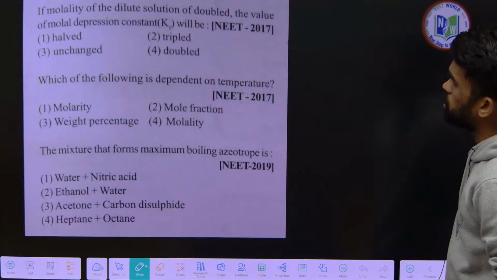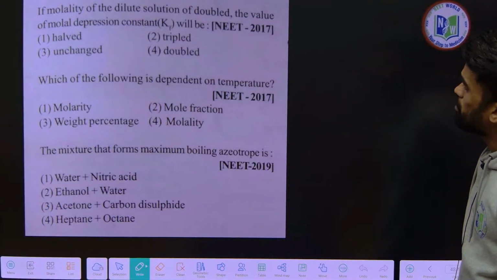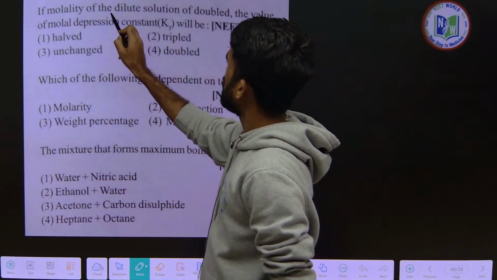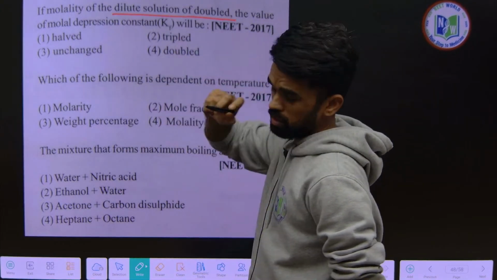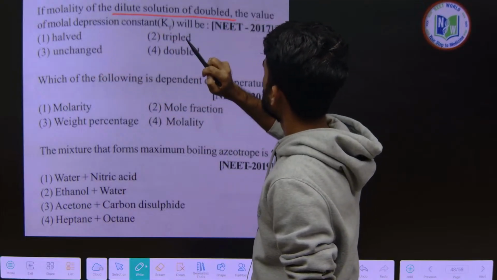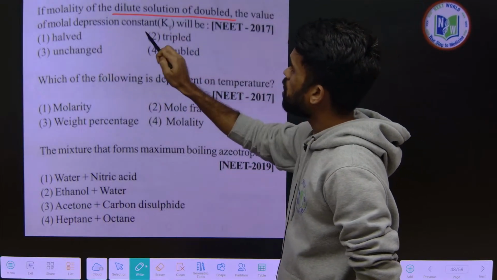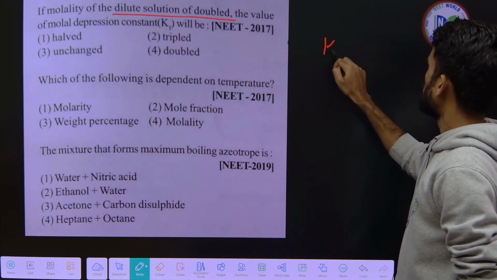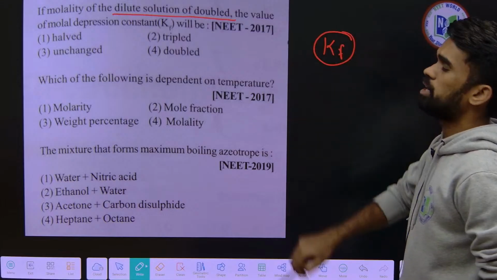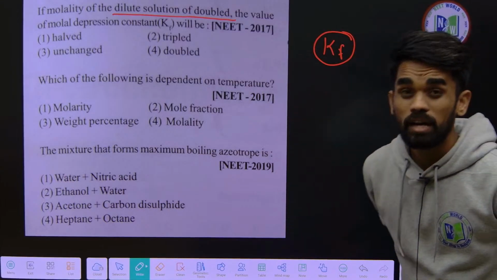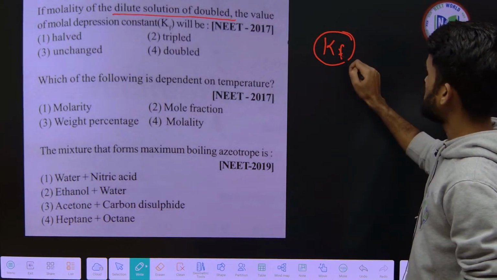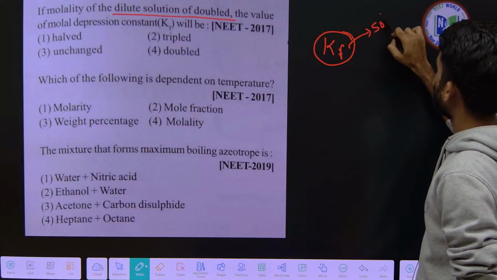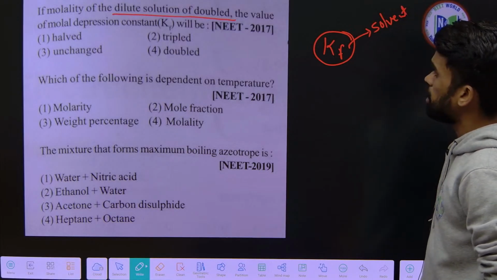Next question here. Look at this question from the NEET exam also. I have brought a few questions. If the molality of a dilute solution is doubled, the value of the molal depression constant Kf will be? See, Kf is the molal depression constant or cryoscopic constant. It is independent of solute particles. It depends only on the nature of the solvent.